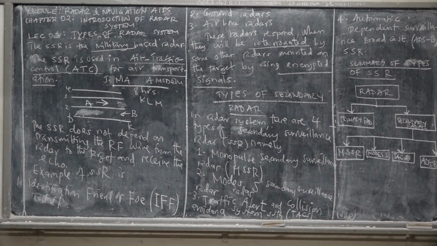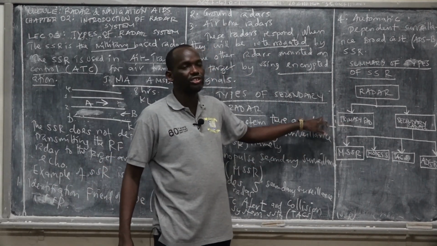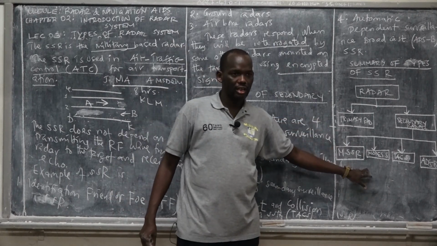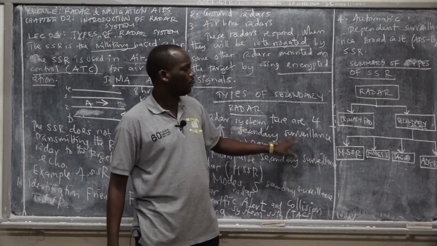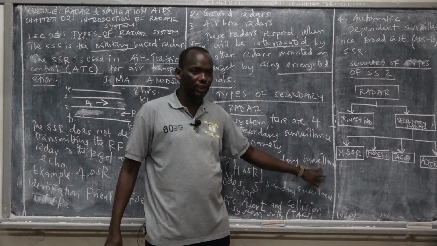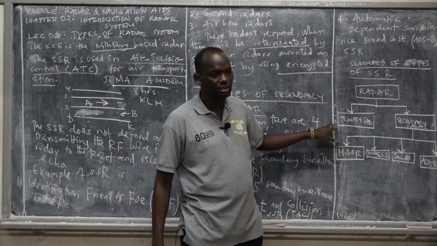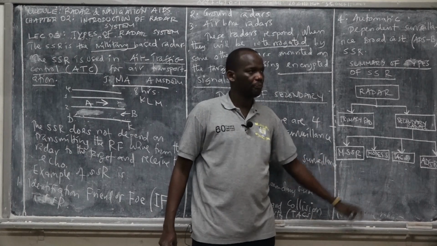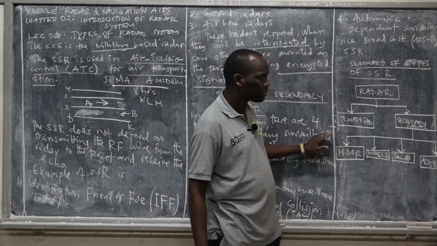For this part, we said we had two types of primary radar. The first one is called what? Continuous wave. And what? Pulse radar. Then you have two types of continuous wave radar, which is what? Modulated and unmodulated. And also you have two types of pulse radar, which is what? MTI and what? Doppler pulse radar. So for the secondary, we have these four types.